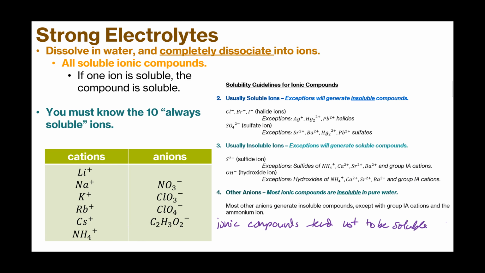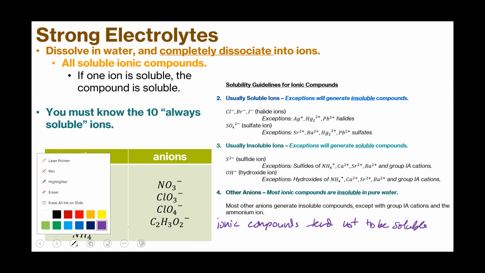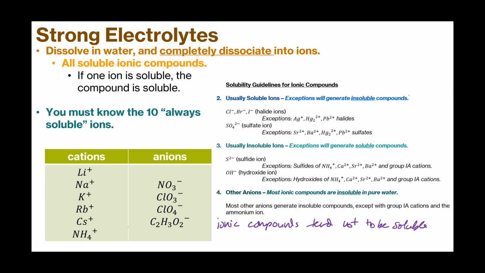Soluble. All right. So if you've got an ion in your compound that makes it soluble, it will be soluble. And we've broken these down into two main categories for us. The first one are the ions that are usually soluble. Chloride, bromide, iodide are usually soluble. Sulfate is usually soluble. Chromate is usually soluble. We're not going to stress too terribly much about chromate, but I'll throw it in there because it's in our book too. Exceptions here generate insoluble compounds.